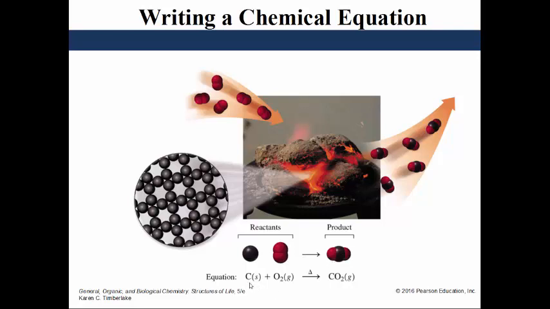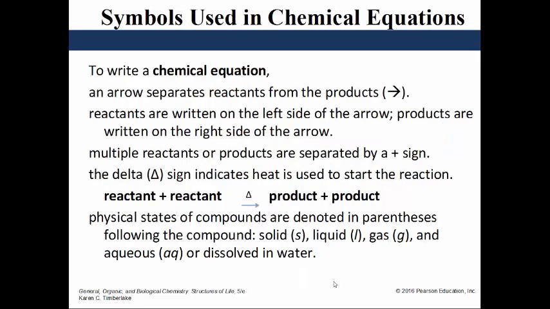An example here: carbon plus oxygen. These react together and give you, or yield, carbon dioxide. That's the product. Alright, to write a chemical equation, that arrow is what will separate the reactants from the products. Everything to the left-hand side of the arrow are reactants. Everything to the right-hand side of the arrow are the products. And if you have multiple of either one, they are separated by a plus sign.